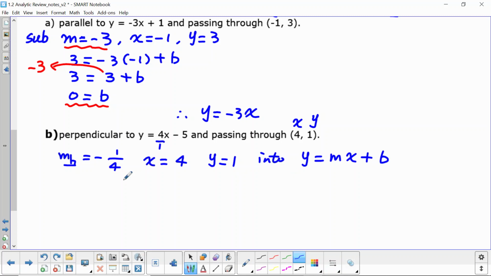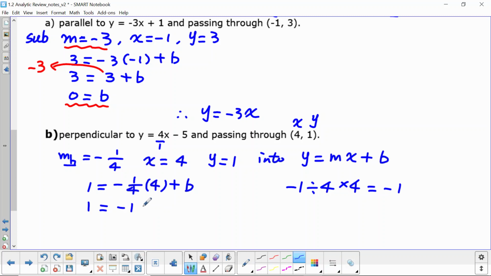Then we are going to see 1 equals -1 over 4 times 4 plus b. So on your calculator, do the fraction -1 divided by 4, then times 4, then equal sign. You will have -1. So 1 equals -1 plus b. Then in order to solve for b, we want to isolate b.